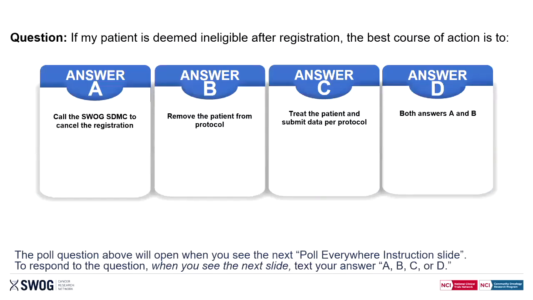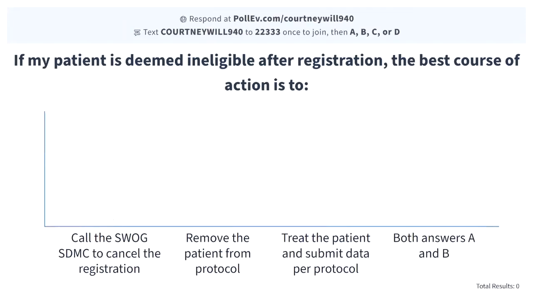All right. What's important to know is I'm going to read you this clear question, but don't answer until I advance the slide. First question, if my patient is deemed ineligible after registration, the best course of action is to A, call the SWOG SDMC to cancel the registration. B, remove the patient from protocol. C, treat the patient and submit data per protocol. Or D, both answers A and B. Answer away, my folks.